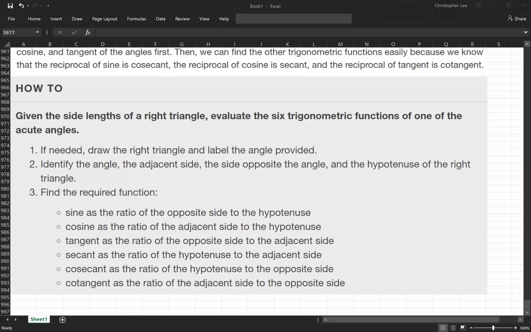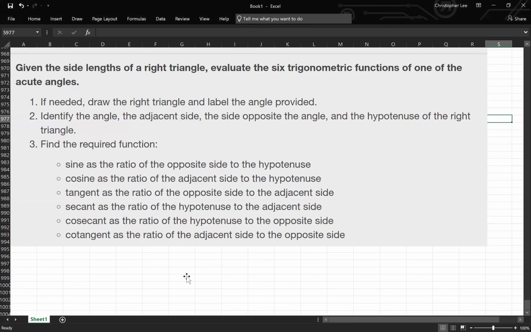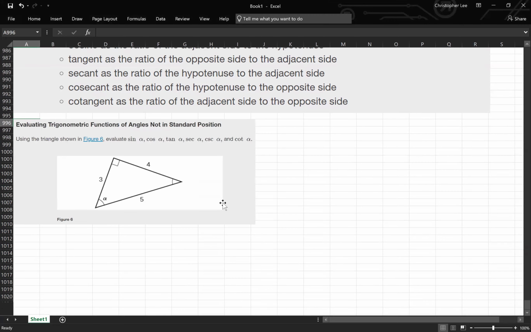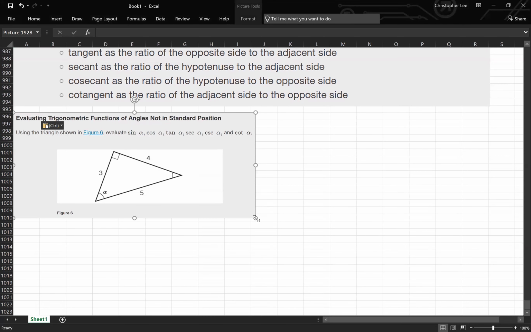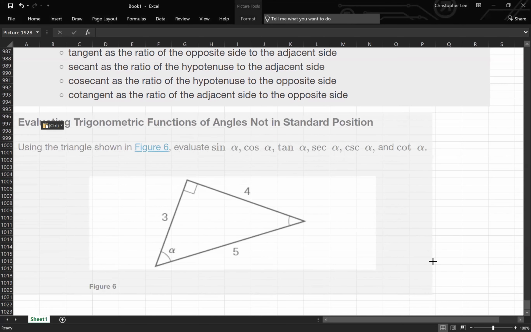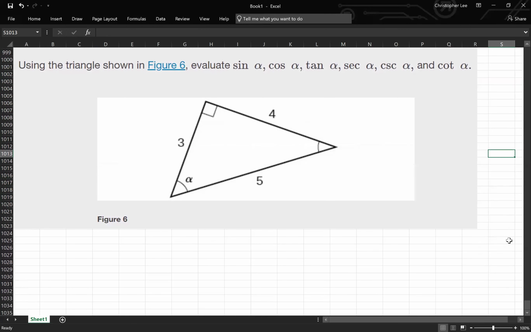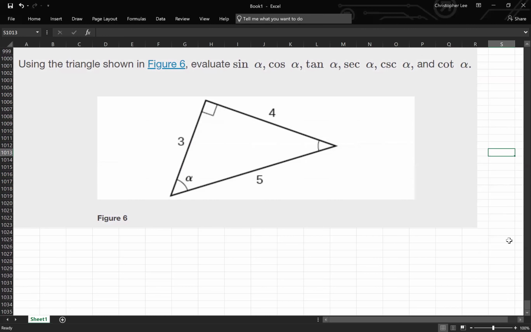Let's take a look at this in practice. I'm going to show you how I do this. In this question here, they want everything: sine, cosine, tangent, secant, cosecant, cotangent of angle alpha, right? Just so we're clear, this is angle alpha.